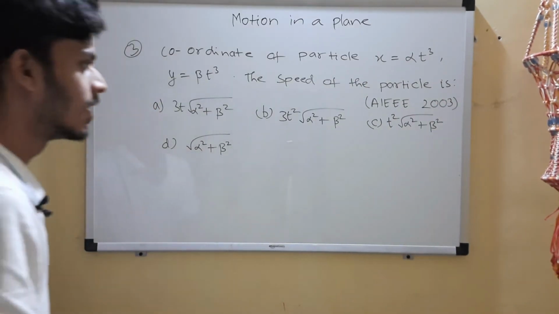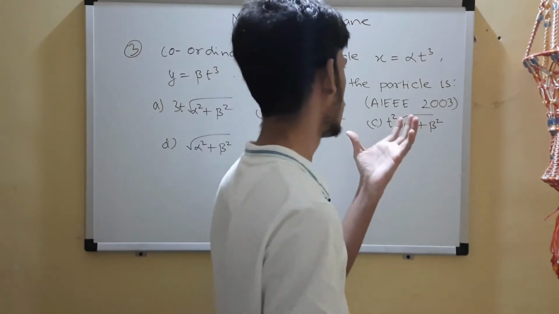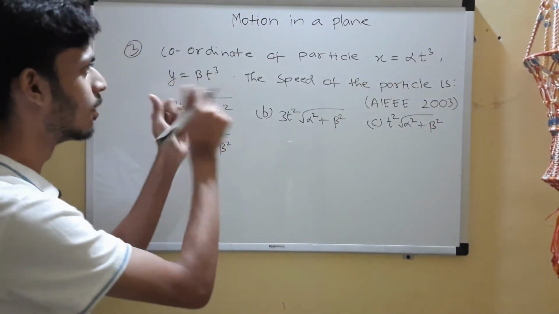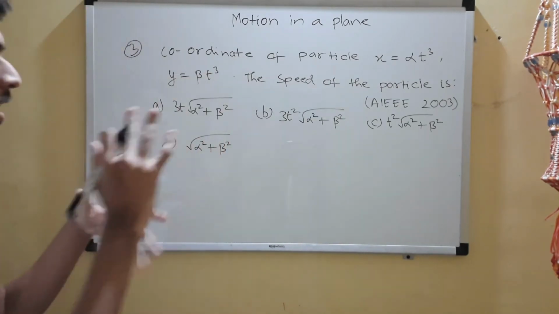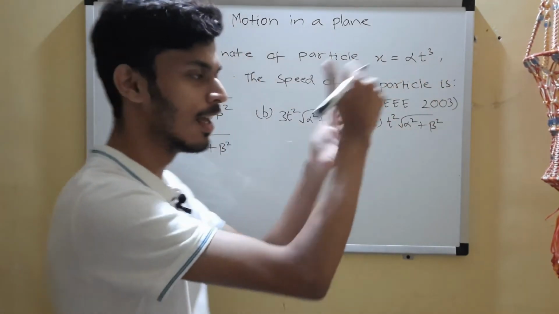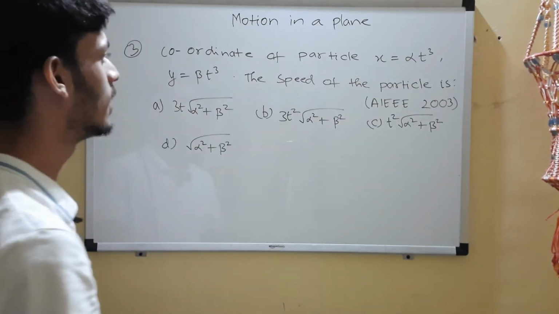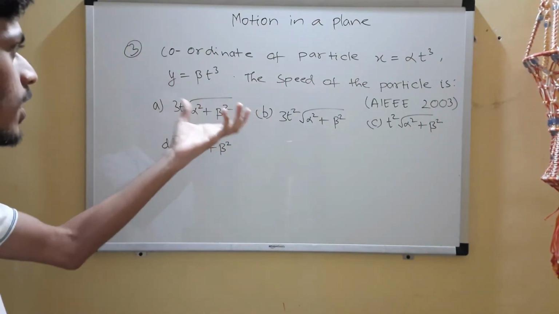So here is the third question. It's also based on the previous question, just it has split up the motion for you. It has given you the x coordinate and the y coordinate separately. Now you cannot see the vectors, right? They have given you the x coordinate and y coordinate separately and ask you for the speed.